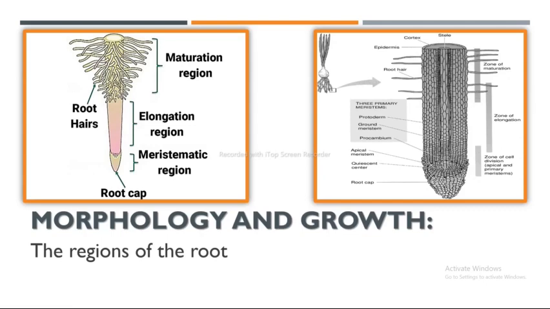Apical and primary meristems are included in it. This is the stele, this is cortex, and this is epidermis, and these are root hairs. So there are three primary meristems. First is the protoderm, second is the ground meristem, and third is the procambium. This is apical meristem, this is the quiescent center, and this is root cap as shown in the figure.